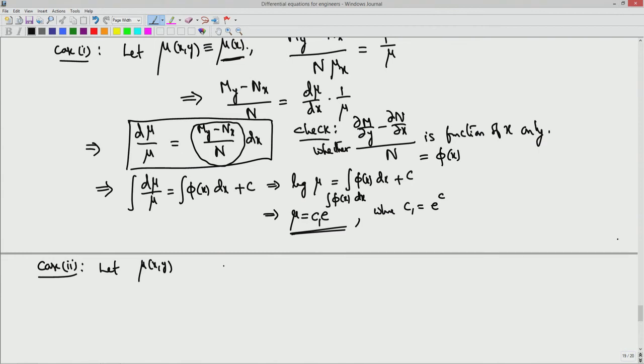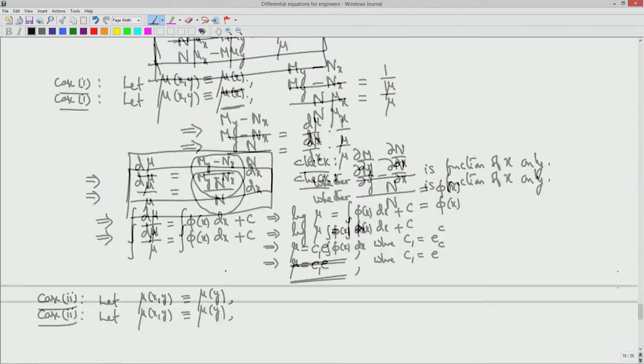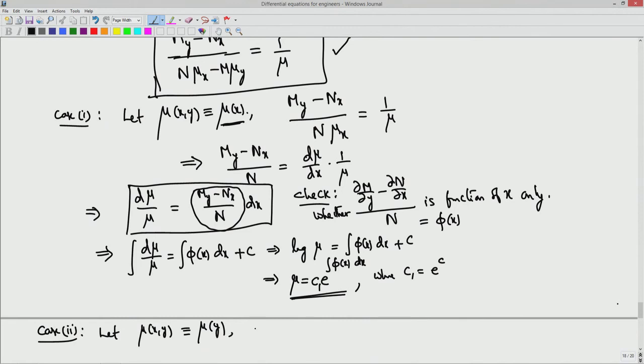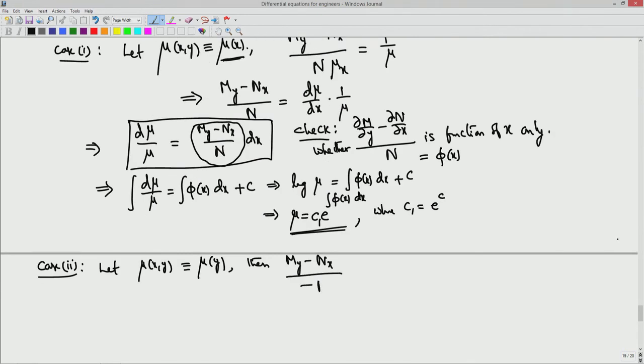First, we will see in case 2 when mu of x y is only a function of y. If I look for such a function of y, what happens to your equation? So, this is the original equation. So, this becomes what? Then we get M y minus N x divided by N mu x; because mu is a function of y alone, N mu x will be 0, so what we get, the denominator is only minus M mu y, minus M mu y equal to 1 by mu.